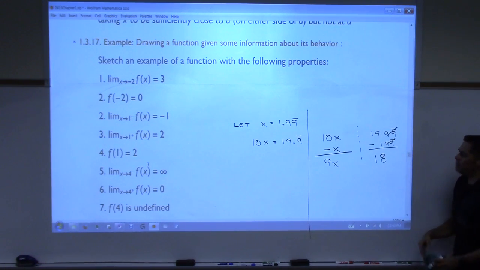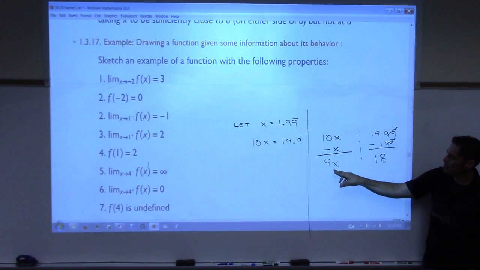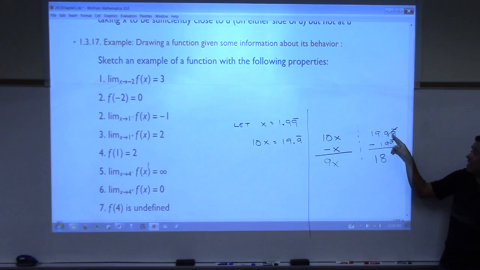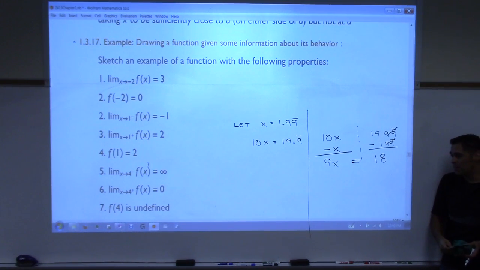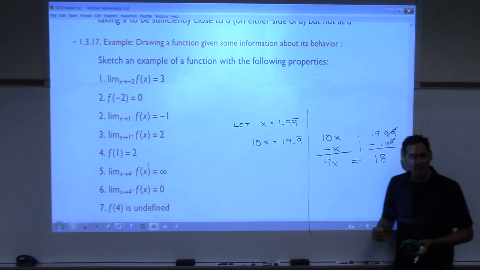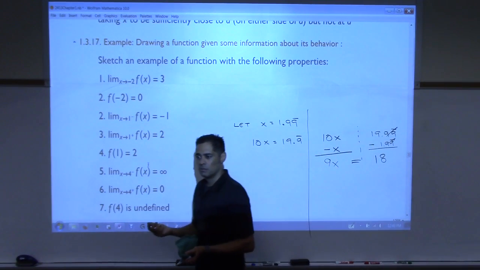So look, that means that 10x minus x is 9x. This is 10x minus x. That's 18. 9x must be 18, which means that x must be 2. 1.99 forever is the number 2.